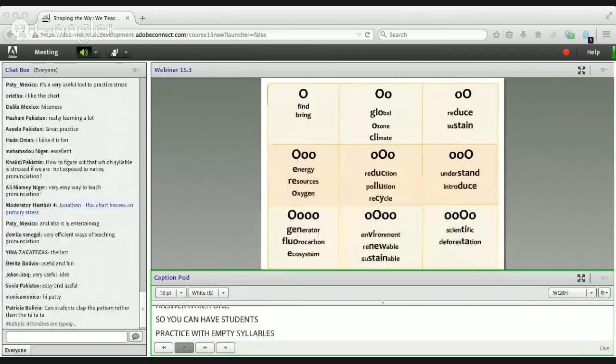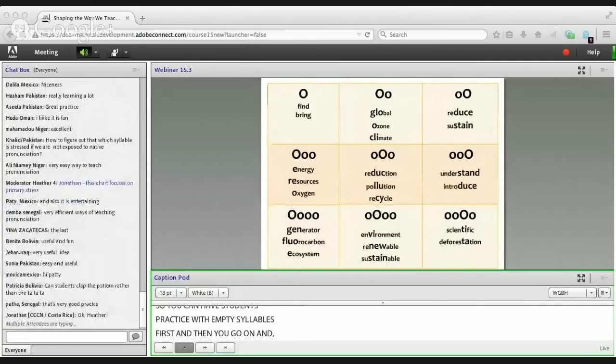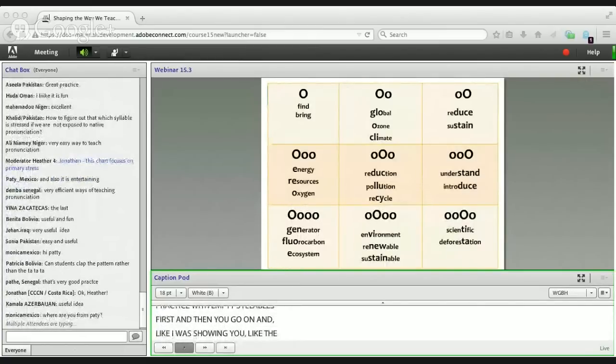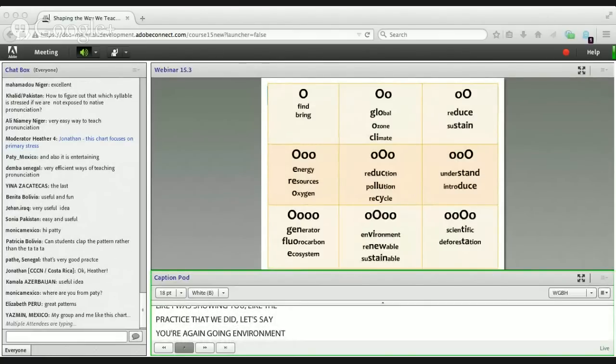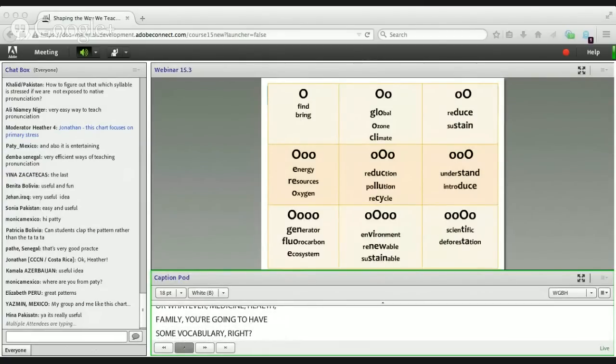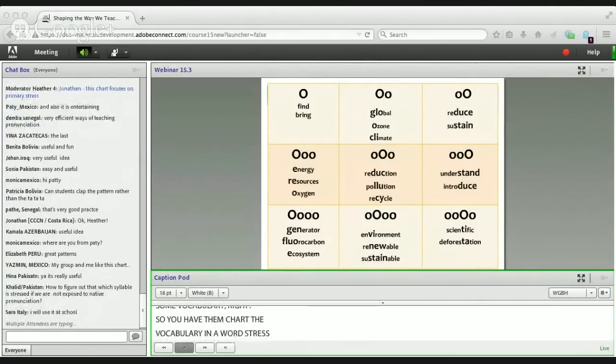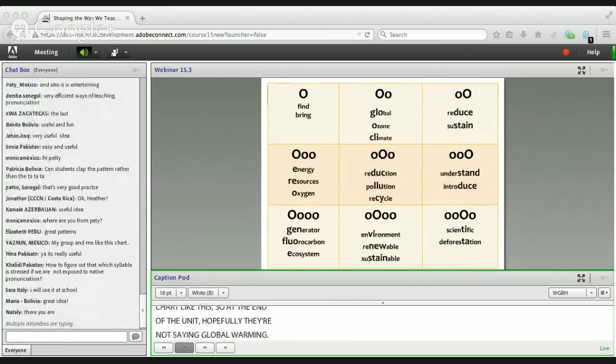you, like the practice that we did, let's say that you're again doing a unit on environment or whatever, medicine, health, family, you're gonna have some vocabulary, right? So you have them chart the vocabulary in a word stress chart like this, you see? So that at the end of the unit, hopefully they're not saying global warming, they'll say global warming, right? So they will have more of a correct word stress pattern.